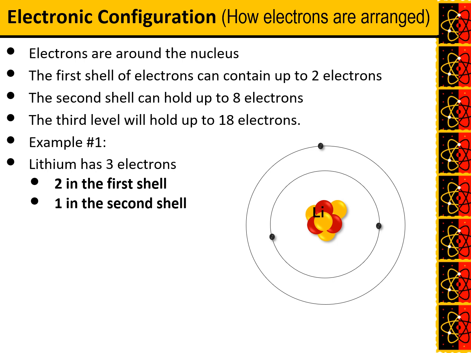So the first shell of electrons can hold up to 2 electrons, the second one up to 8, the third one up to 18. So if lithium has 3 electrons, of course, the first thing is going to be filling out the first level before filling out the second level. We always fill out the inner levels before going outside. So it's going to have 2 electrons in the first level or first shell and 1 electron in the second shell.